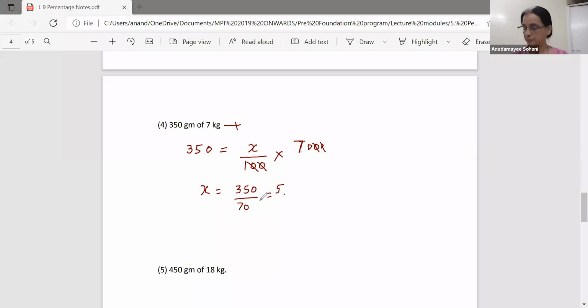Okay. Once again, to go from 100 to 7,000, I had to multiply it by 70. I divided 350 by 70 and I got the answer. And the last one of this type, of course, you're going to see some more. 450 grams of 18 kg, same time. Okay.